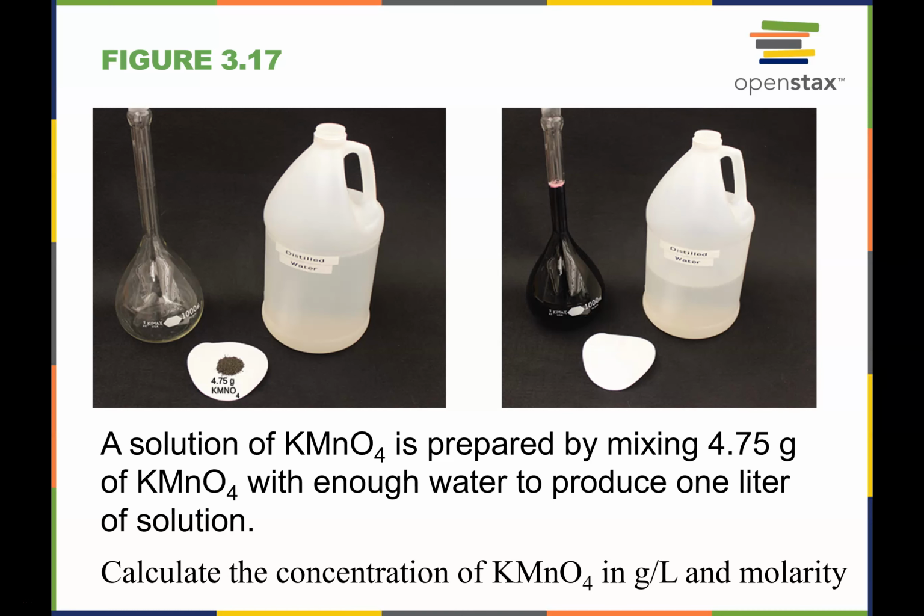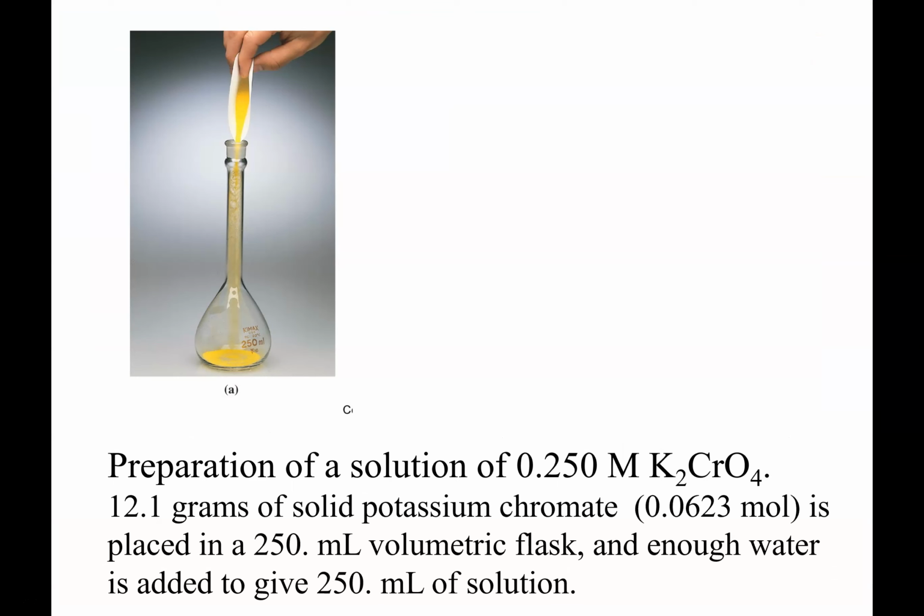So without getting your calculators out, what would be the concentration of that potassium permanganate solution in units of grams per liter? If you put 1 liter. Mm-hmm. Yep. So then 4.75. Yep. Very good. The concentration would be 4.75 grams per liter of the solute. Perfect. Okay. So this is again showing you the volumetric flask with one gradation here.